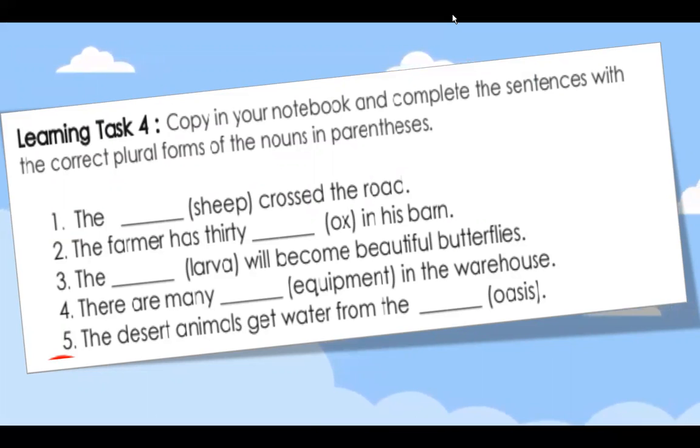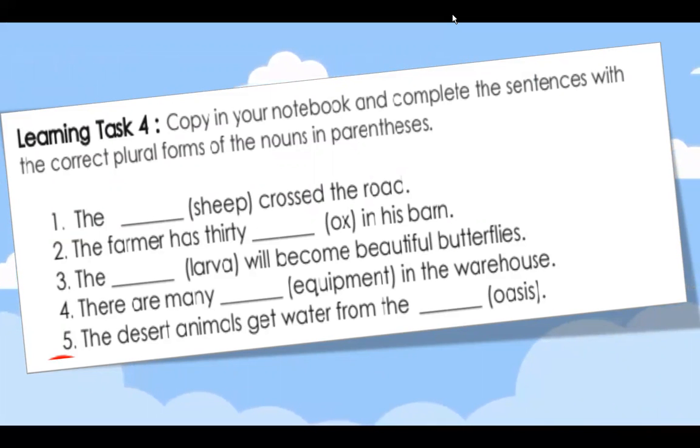Now for our fourth learning task, copy in your notebook and complete the sentence with the correct plural form of the nouns in the parentheses. Number one, the blank, the given word is sheep, cross the road. The farmer has 30 ox in his barn. Change ox into plural form. The larva will become beautiful butterflies. Change larva into plural form. There are many equipment in the warehouse. What is the plural form of equipment?